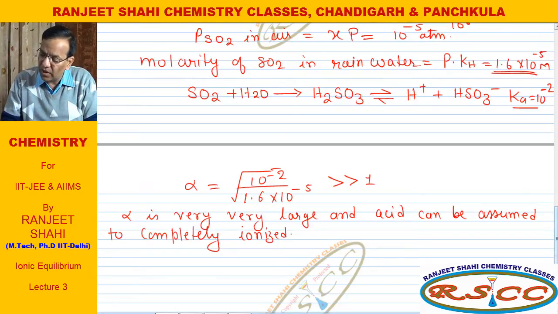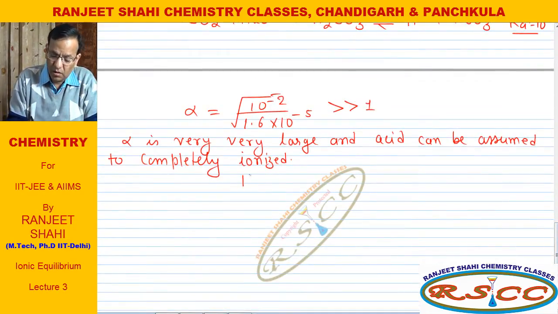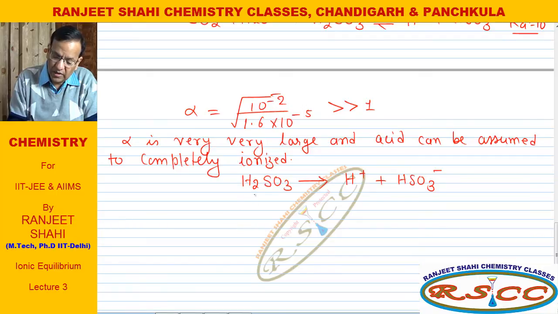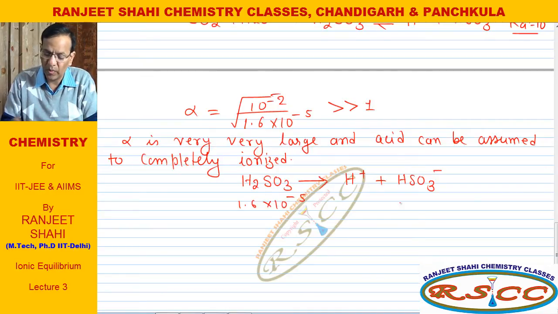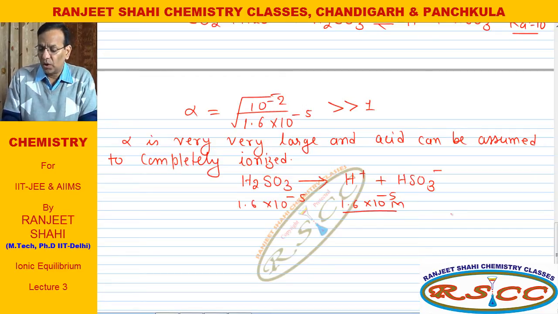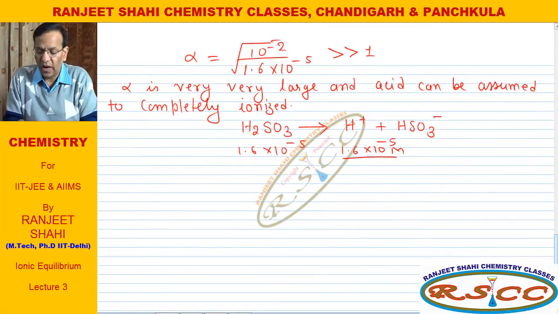So if acid is completely ionized, if H2SO3 is completely ionized by this expression, the initial concentration of H2SO3 was 1.6 × 10^-5, and in case of complete ionization, hydrogen ion concentration will also be 1.6 × 10^-5 molar. So pH can be determined by taking negative log of this.